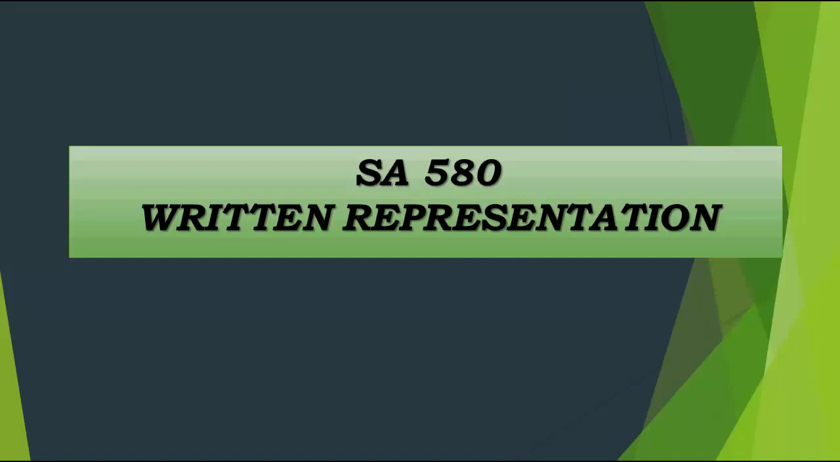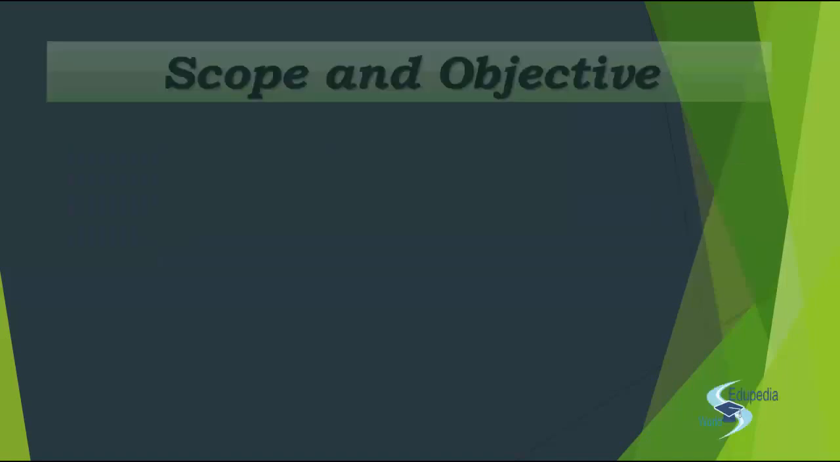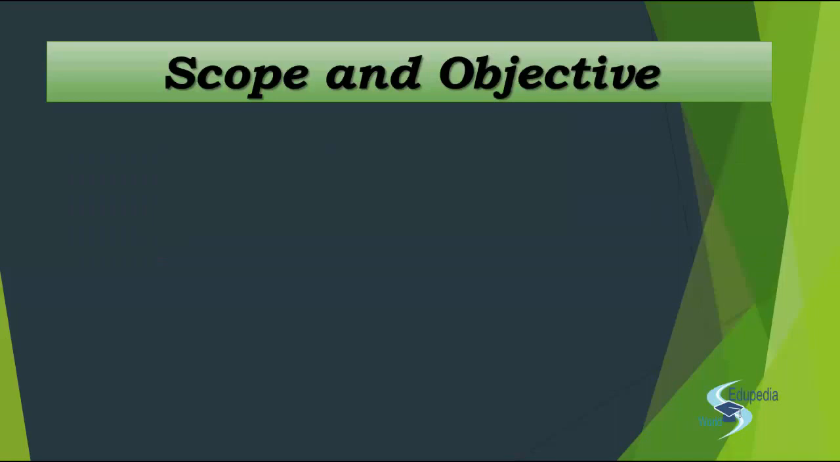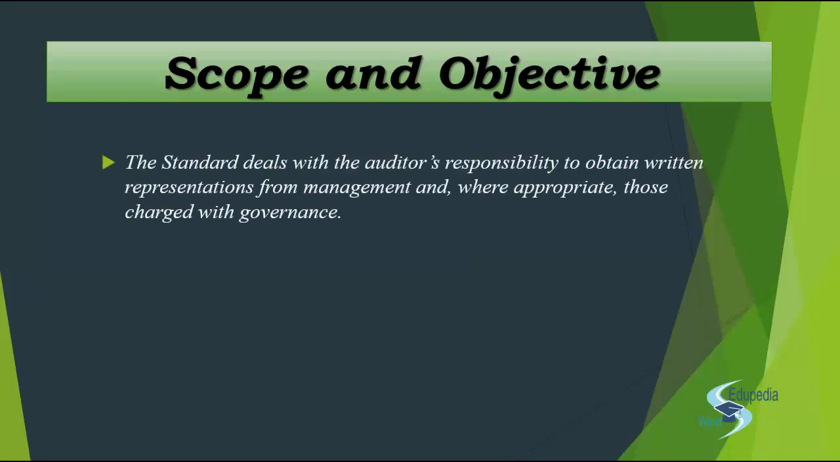So, when we start with the standard, what is the first thing we covered? We covered the scope and the objective of that standard. So let us go to the next slide, which is the scope and objective of SA 580. I have quoted the scope. The scope is, the standard deals with the auditor's responsibility to obtain written representation from the management and, where appropriate, those charged with governance.